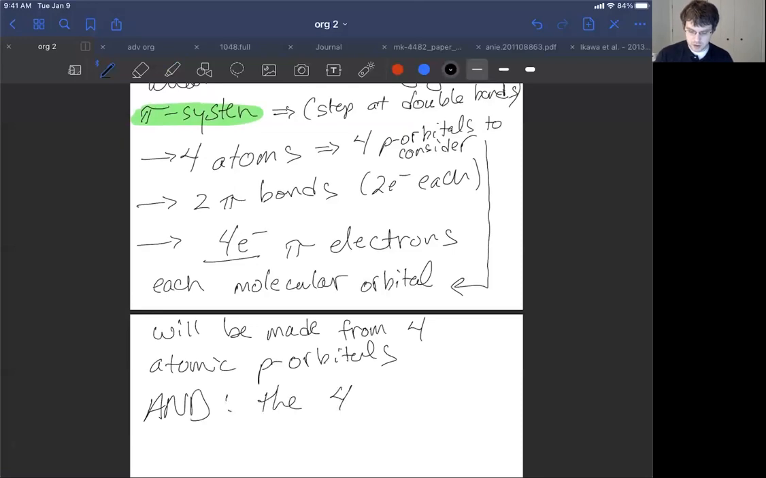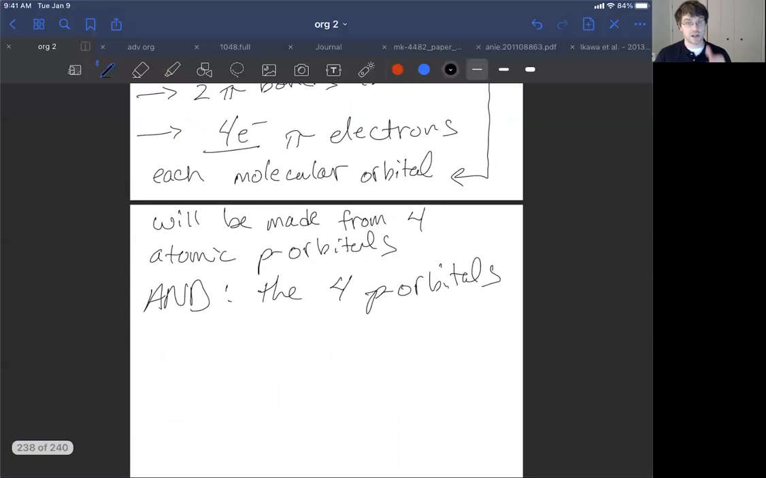The 4 p orbitals, think about it for a second. How many orbitals do we expect to get out? How many molecular orbitals if we start with 4 p orbitals? Well, the orbitals in equals the orbitals out. So the 4 p orbitals will result in 4 molecular orbitals.